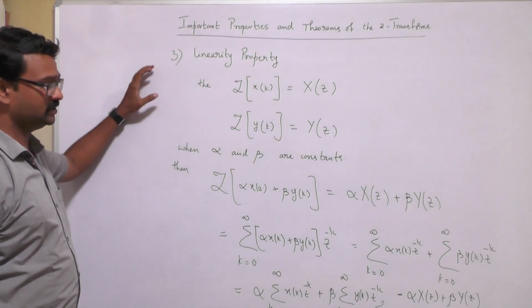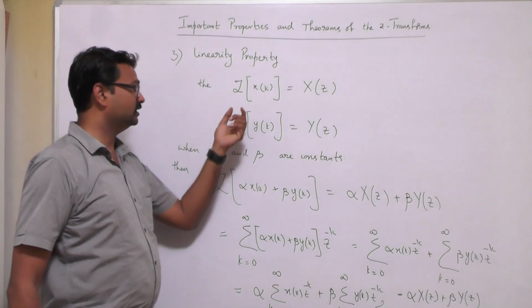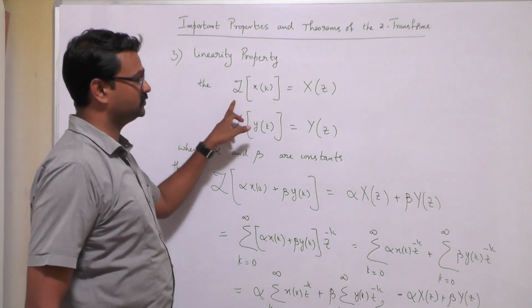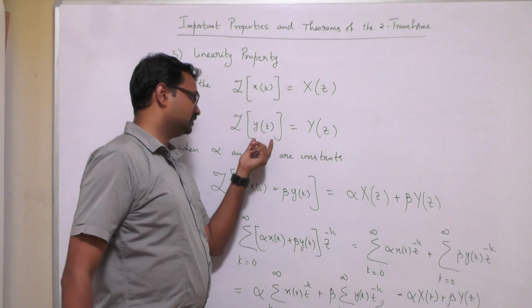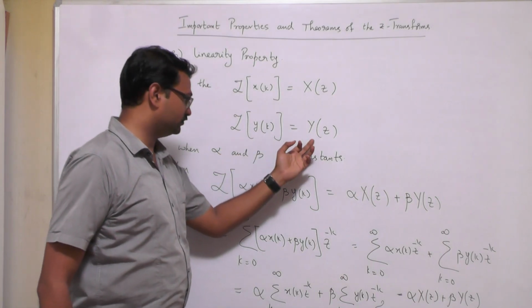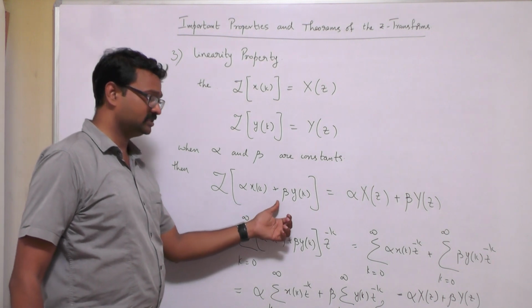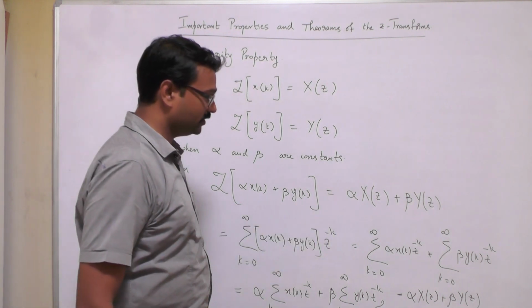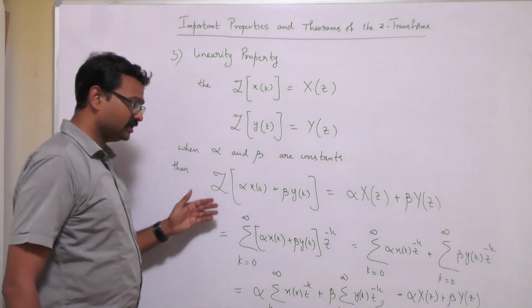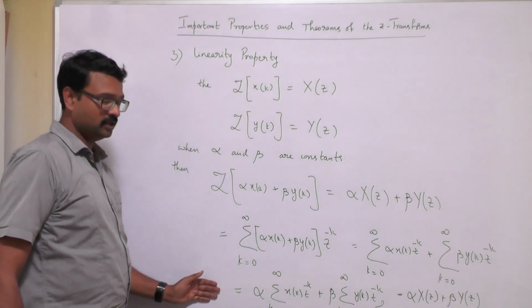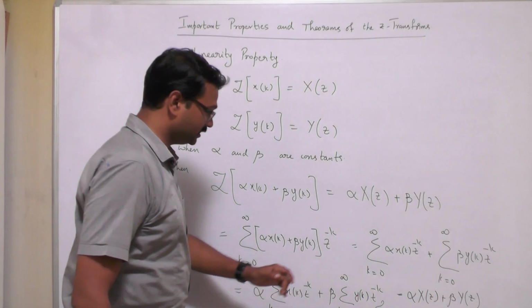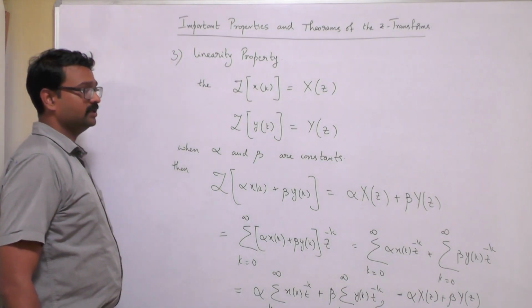For any linear function x of k whose Z transform is x of z, and any function y of k whose Z transform is y of z, where alpha and beta are constants, the Z transform of alpha x k plus beta y k is equal to alpha x z plus beta y z. The proof goes like this, which we get as alpha x z plus beta y of z.